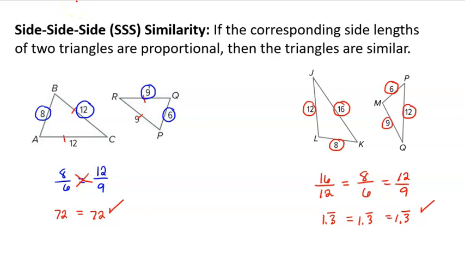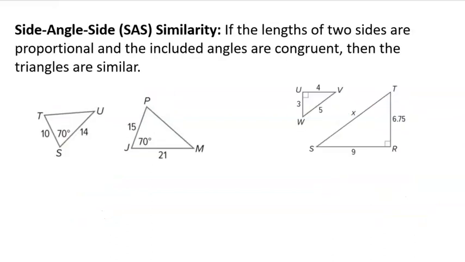If you need more help with writing proportions, please go check out my other video on similarity when we're talking about similar polygons. Alrighty, so our last one that we're going to cover is side angle side similarity. If the lengths of two of the sides are proportional and that included angle is congruent, then the triangles are similar. So notice that both of these have a 70.